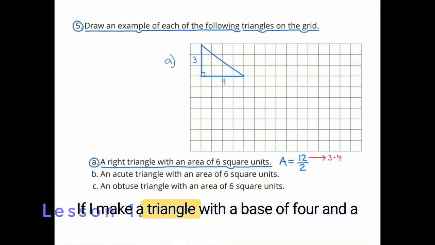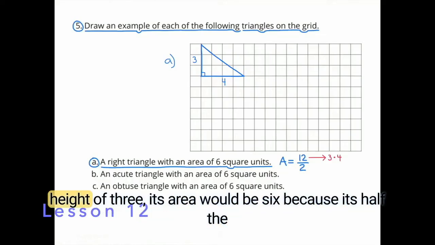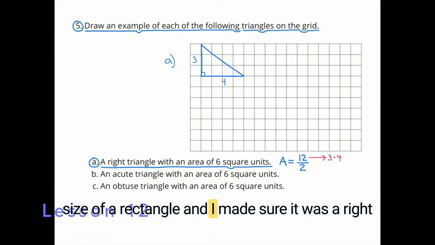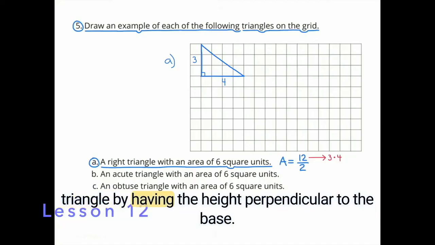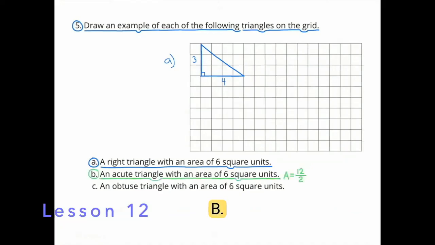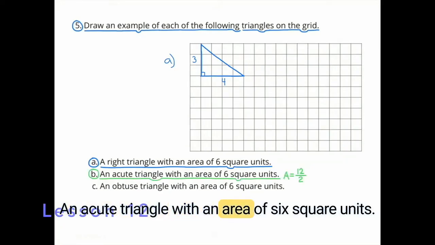If I make a triangle with a base of 4 and a height of 3, its area would be 6, because it's half the size of a rectangle. And I made sure it was a right triangle by having the height perpendicular to the base. B, an acute triangle with an area of 6 square units.